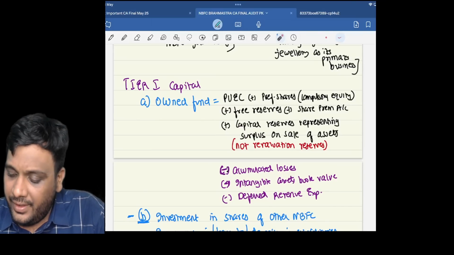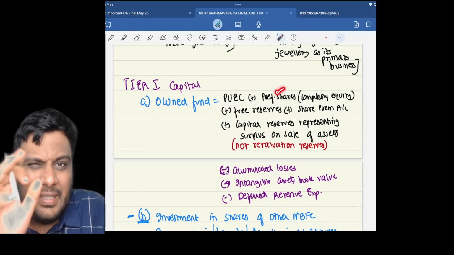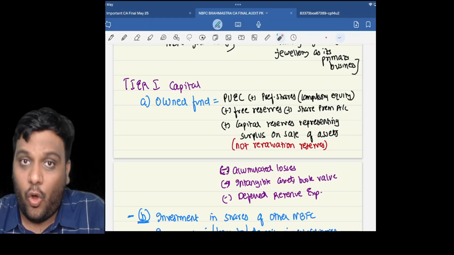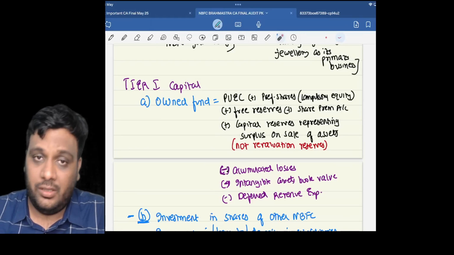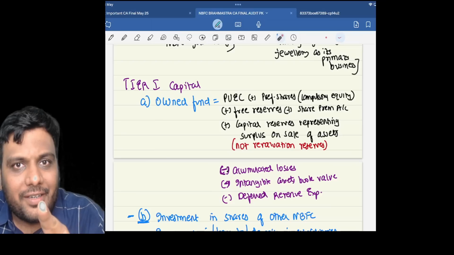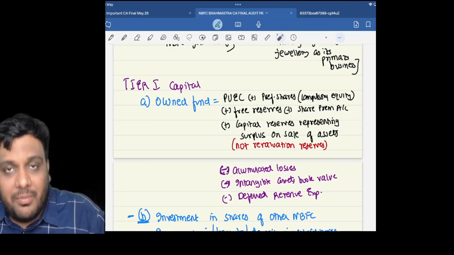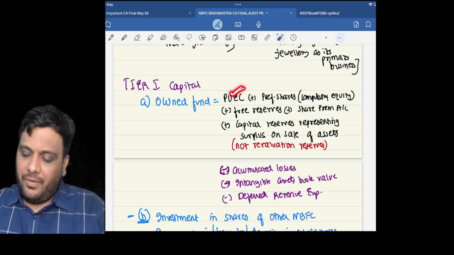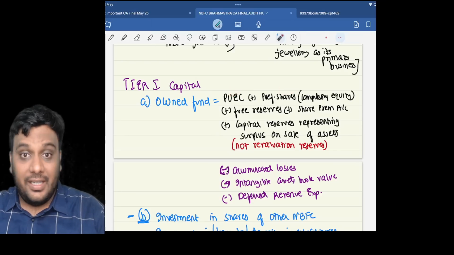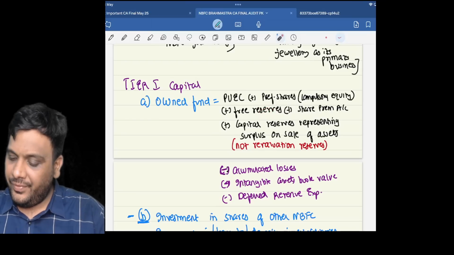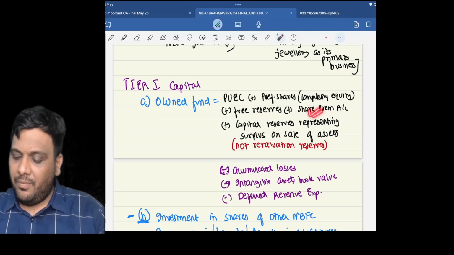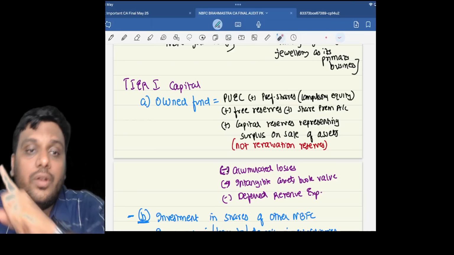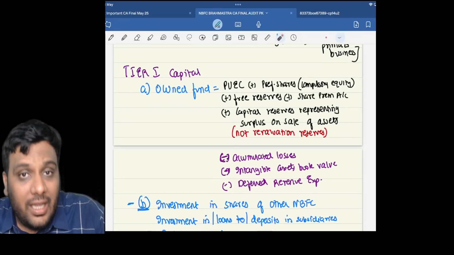Paid up equity capital, preference shares which are compulsorily convertible into equity. See, please understand, tier 1 capital is a pure capital which is available for loss absorption capacity. So all pure capital you will find over here. Preference shares which are compulsorily convertible into equity you will find in tier 1. But preference shares which are not compulsorily convertible into equity you will find in tier 2, because tier 2 is an impure capital. Are you getting my point? So paid up equity capital plus preference shares plus free reserves. You will not find all types of reserves. Plus share premium account. Plus capital reserves representing surplus on sale of assets, but no revaluation reserve. All right. That is your A figure.